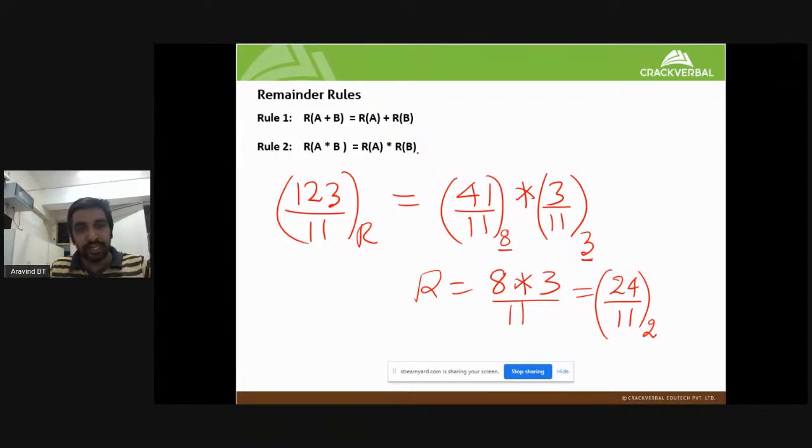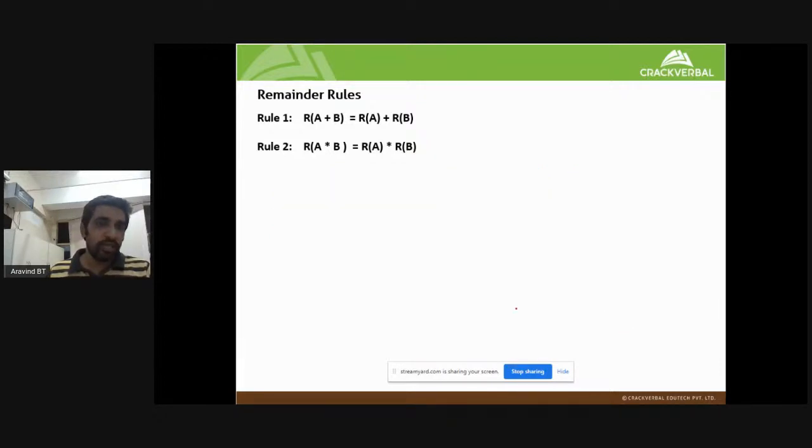So this is how you use the second rule. The second rule says if you have a large number, you can break it up as a product of many numbers. And then you can deal with the individual parts, find out the remainders, then multiply the remainders to find out the final remainder. So this is what I had on remainder rules. And these remainder rules can really make your problem solving very simple in a lot of questions. When we come to that model of questions, I'll teach you how to use remainder rules in solving a question.